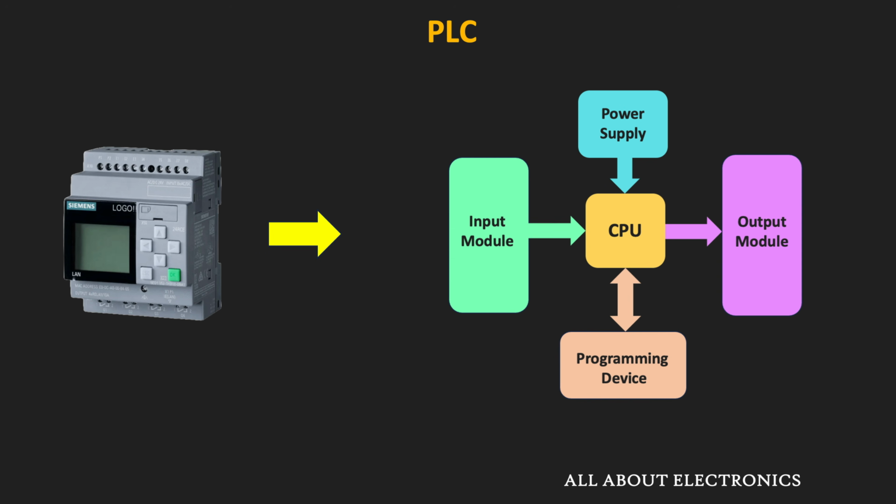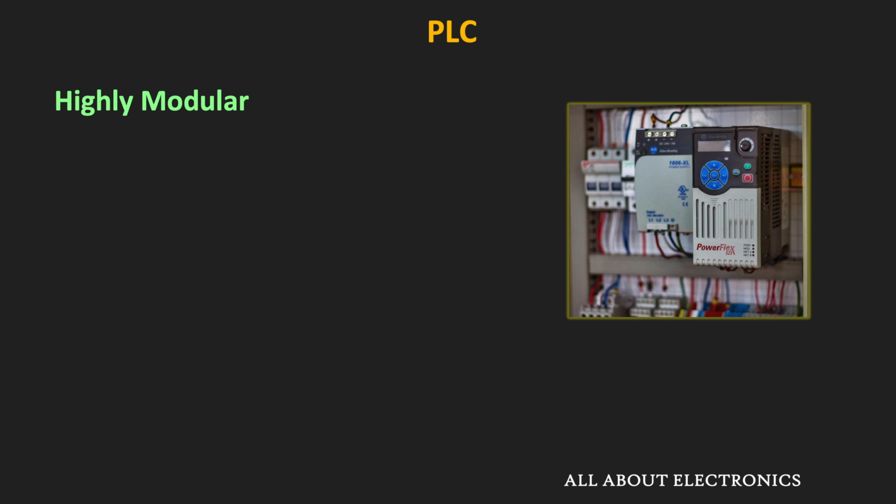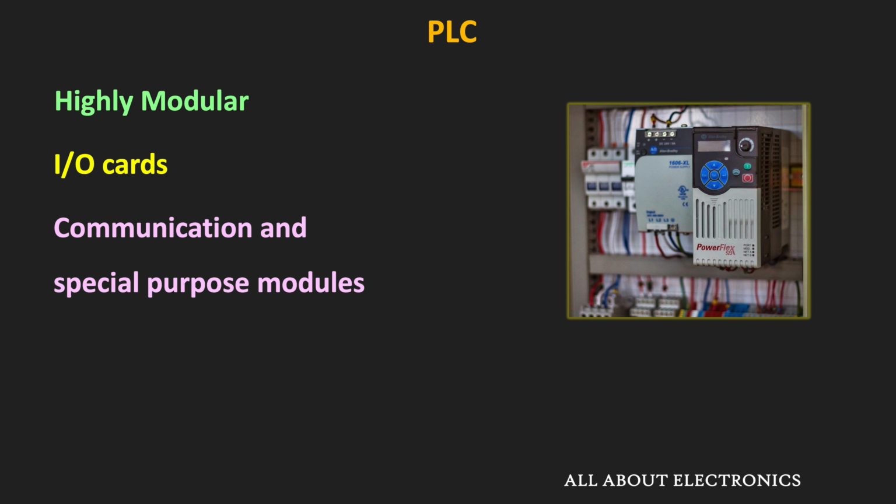So typically in the PLC, all these different blocks are modular. That means depending on one's need, one can add the required blocks. For example, in some industrial application, if it is required to add more input and output modules, then another IO module can be easily integrated with the existing system. Or if it is required to add some communication modules or some special purpose modules, then they can be easily integrated with the existing system.